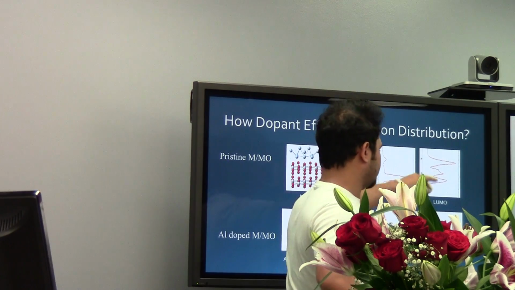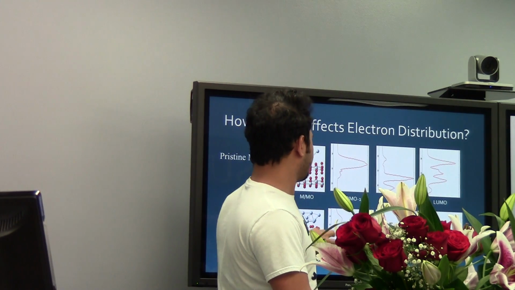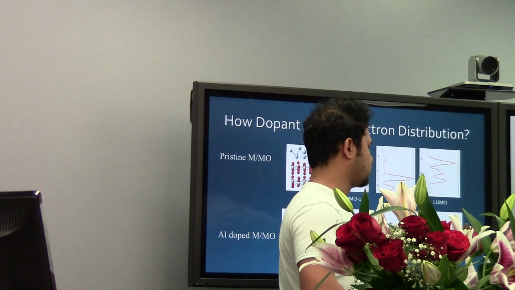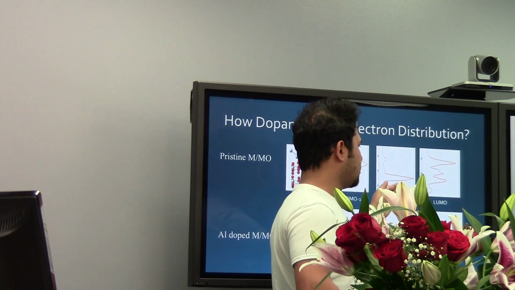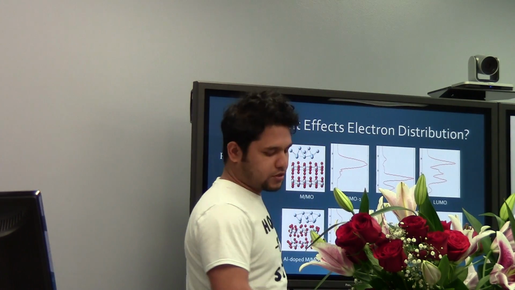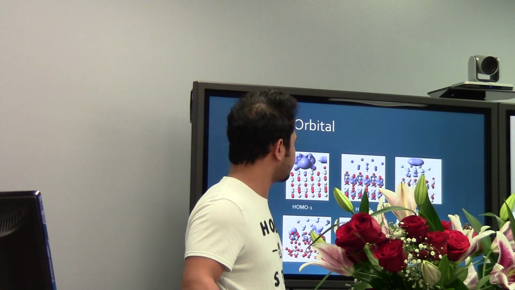these are in the LUMO too. But when I dope aluminum, this electron is moved towards the oxide part, and the LUMO is also showing all the electron transfer to the LUMO layer. So maybe because of this oxygen, it could introduce a charge transfer in here.